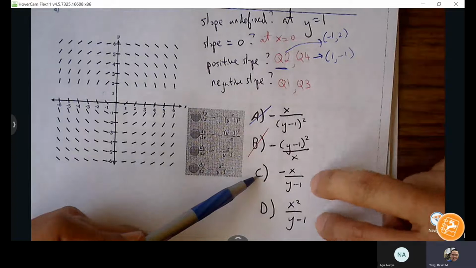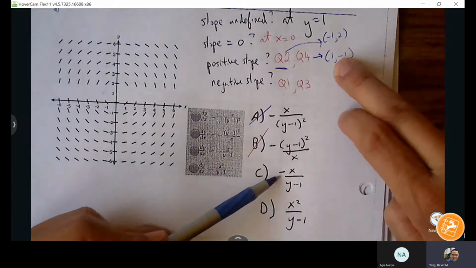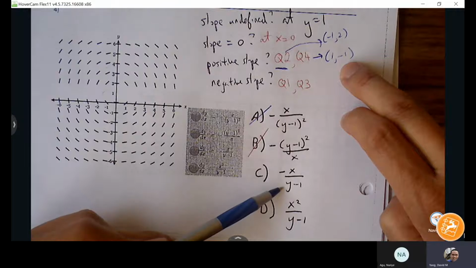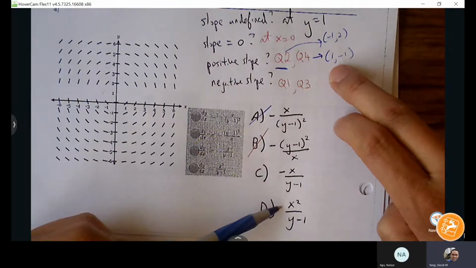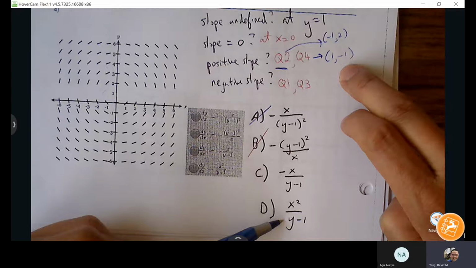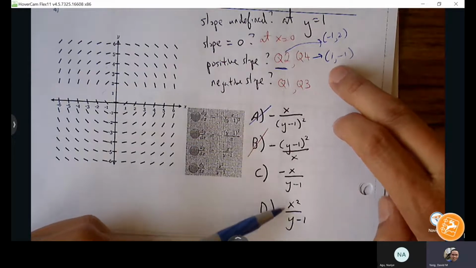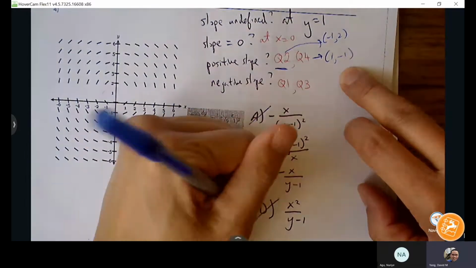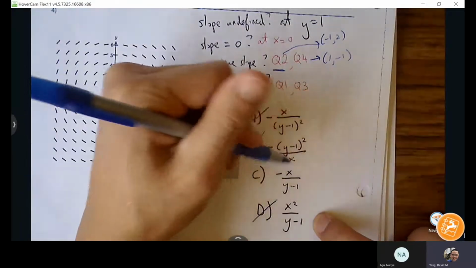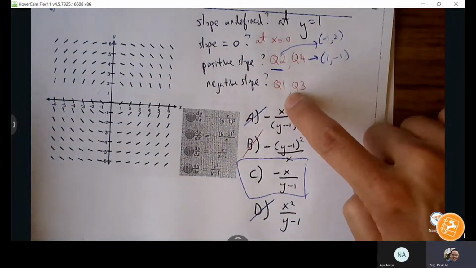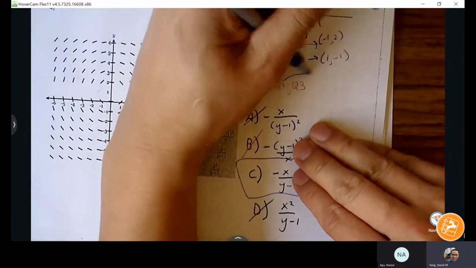All right, if I plug 1 in here, I'm getting negative over a negative, which is positive. Okay, I keep it. Here I'm getting positive over a negative. Okay, I can eliminate this one as well. This is not correct either. So I think we're down to C. But let's just go ahead and test some more, right? Just get extra confirmation.